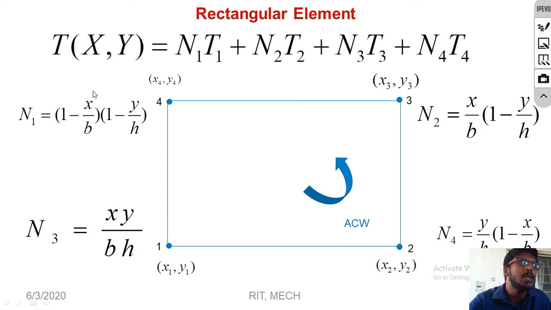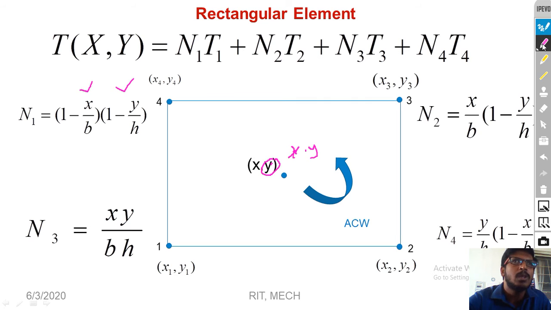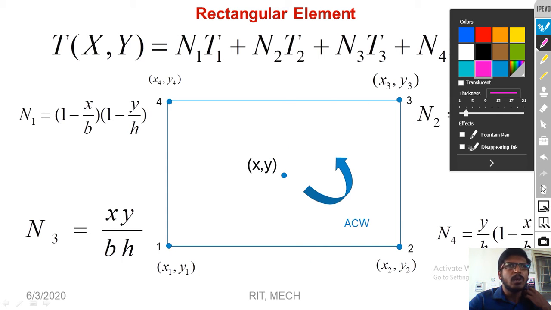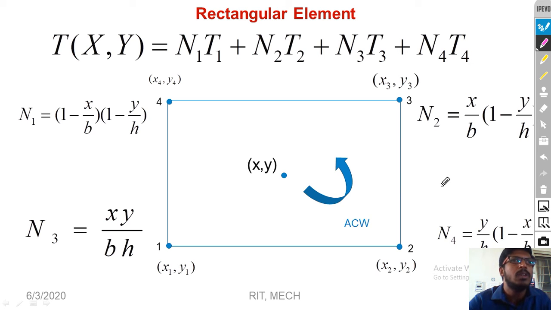If x, y is the particular point, the given data will give the x and y point, and you substitute x and y. b means the breadth, and h is the height, as shown here. If you substitute everything, with T1 to T4 and N1 to N4, finally you will get the temperature at the particular point x and y.